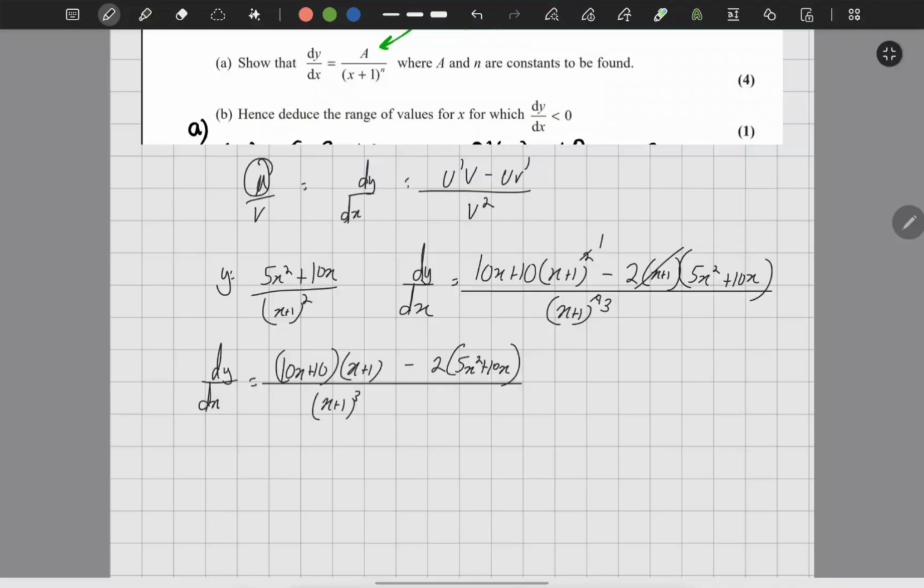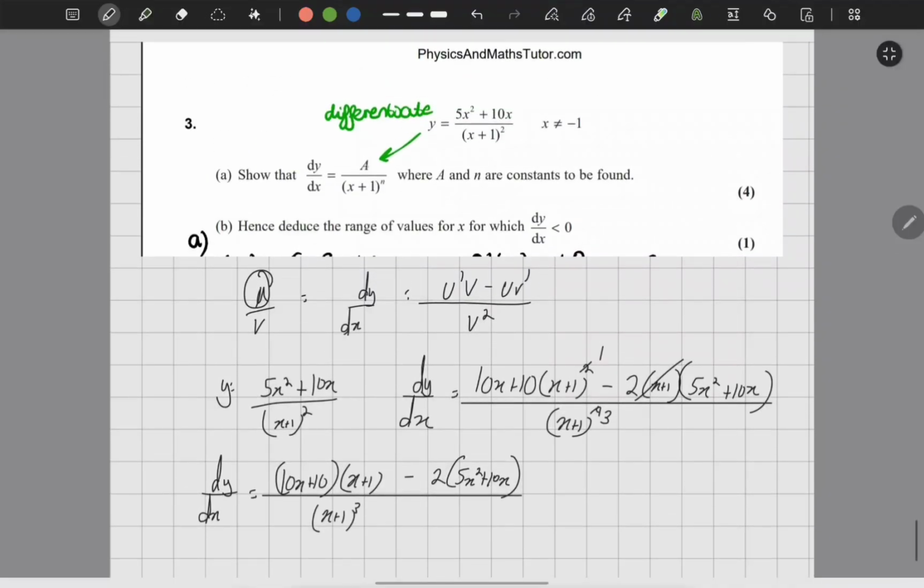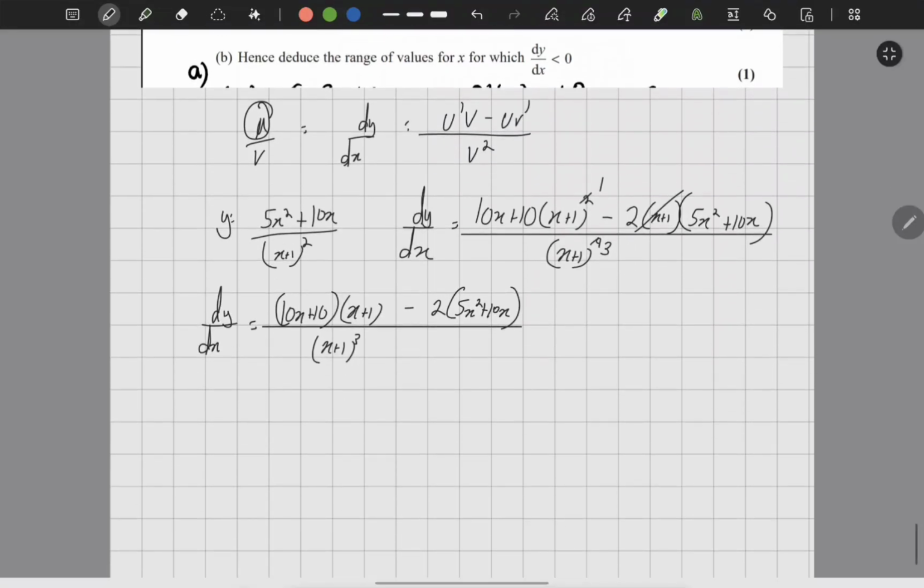And now it says over a, that means that that's just a constant, so we need to do some expanding maybe. So if we write this again, we'd get 10x squared plus 10x plus 10x plus 10 minus 10x squared minus 20x over x plus 1 cubed.